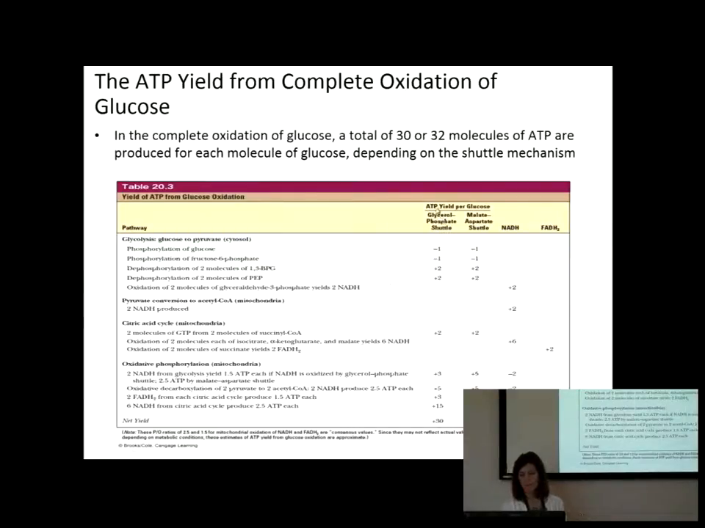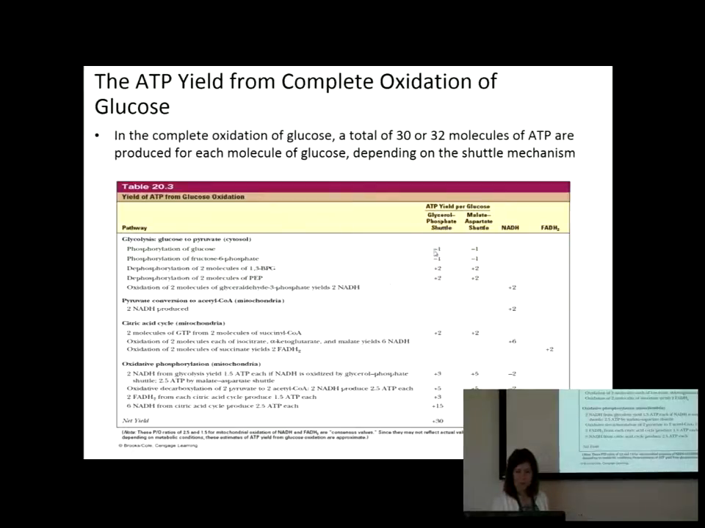Now, we have two accountings here. The reason we have two accountings is based on the shuttle. So what I'm going to do is focus on the glycerol-phosphate shuttle first, and then talk about things later. So let's focus on glycolysis here, this top one.